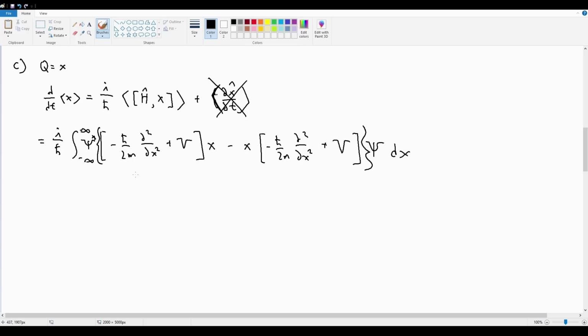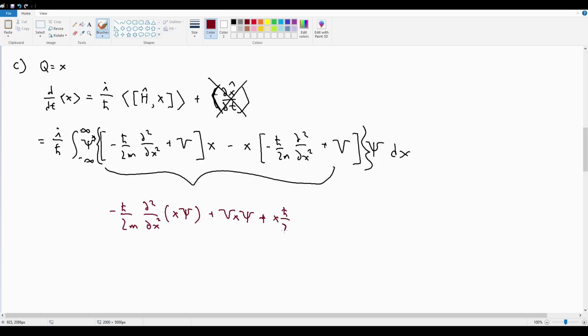Okay, now let's use a bit of the distributive property and get this out fully. So this is going to be negative h bar over 2m times d2 by dx squared of x psi, plus vx psi, plus, because the two negatives make a positive, x h bar over 2m d2 psi by dx squared, minus x v psi, I believe. And in that case, these two terms cancel out.